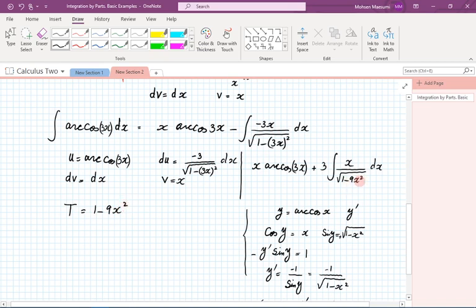I take t to be the radicand, 1 minus 9x squared. Why is that a good choice? Because I see the derivative of t here. So I go ahead and calculate the derivative of t. It's going to be minus 18x dx. So over there I have the integral, let me just focus on this part. Integral of x over radical 1 minus 9x squared dx. So x dx, here's my x dx, it's just dt over minus 18.